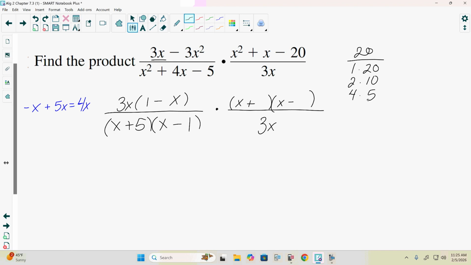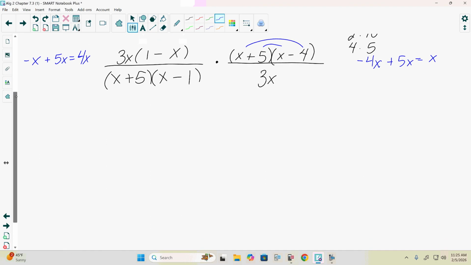4 and 5. Because if we have 4 and 5, there's a good chance we have something common on the bottom, specifically x plus 5. Because even though they're in different parentheses, they are going to divide to become 1, and we'd have them on top and bottom. And if I check this here, x times negative 4 is negative 4x. Positive 5 times x is positive 5x. And negative 4x plus 5x is positive x. Questions on how we got to this point here?